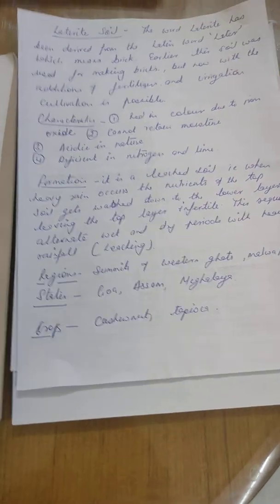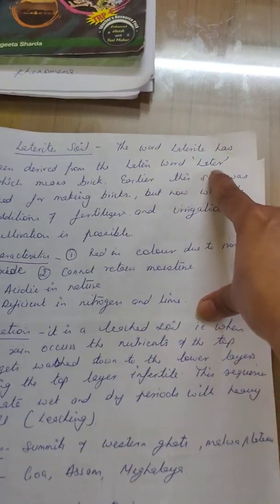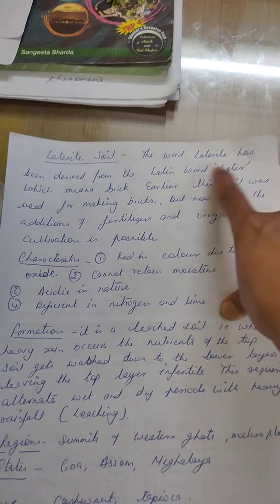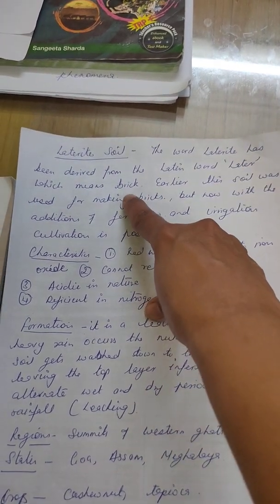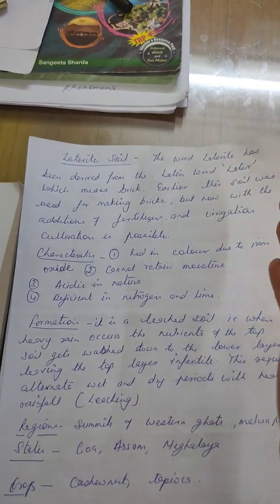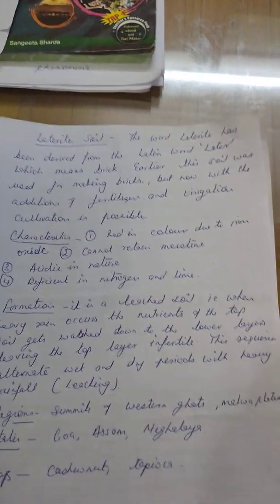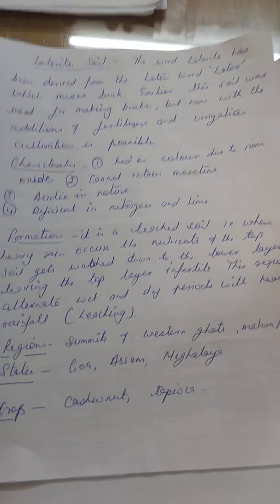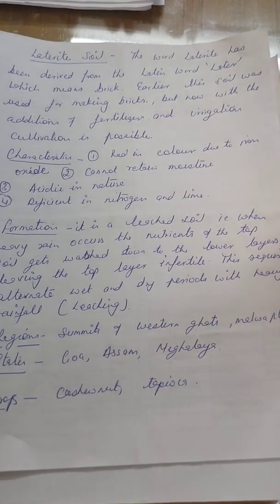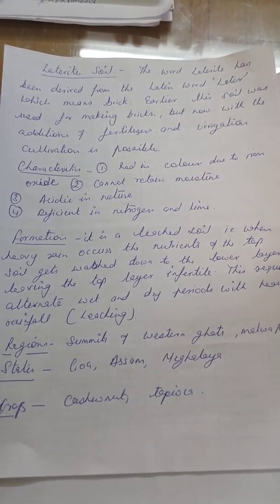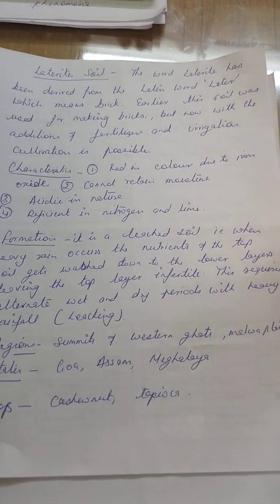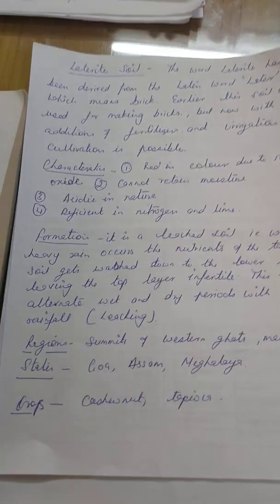Now it is made from a word later, which is a Latin word. It actually meant brick, and therefore this soil was actually used for making bricks. But now since technology has advanced, we know a lot of different types of fertilizers. So if we add fertilizers and give it irrigation, cultivation is very much possible in this soil also.